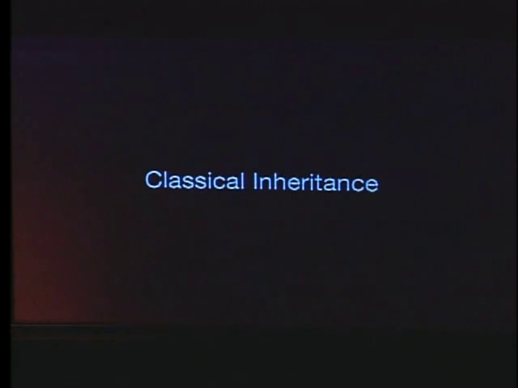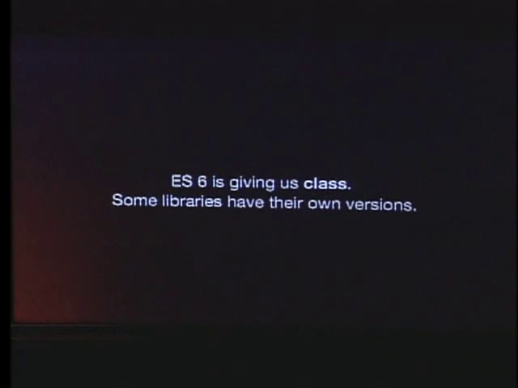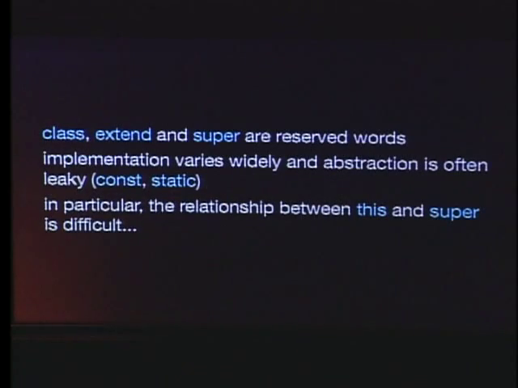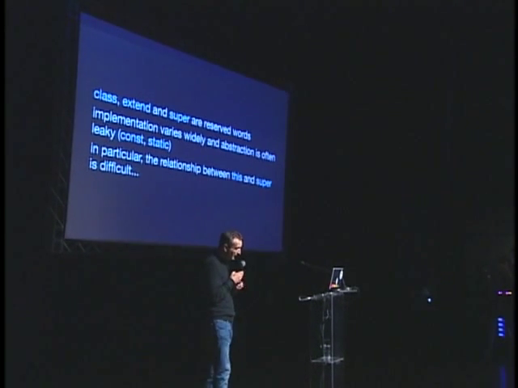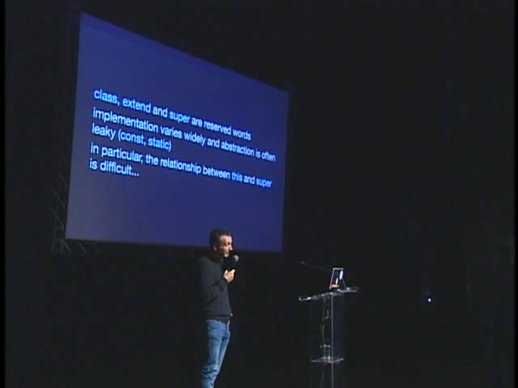So let's start with classical inheritance. So you may or may not know, the ES6 spec is going to give us an actual class. There's going to be a keyword for class. But until then, some third-party libraries have implemented their own version of class. And that's kind of problematic for many reasons. Firstly, there's reserved words: class, extend, and super. So the libraries can't use those words, so they do things like class with a K and that sort of stuff.